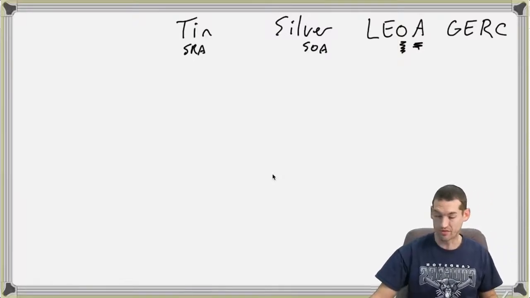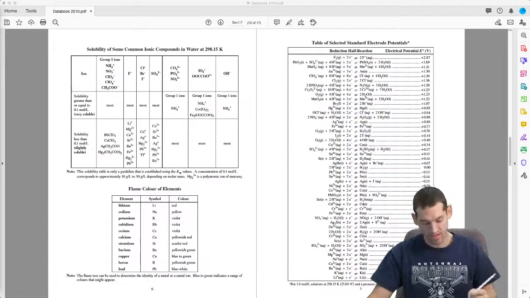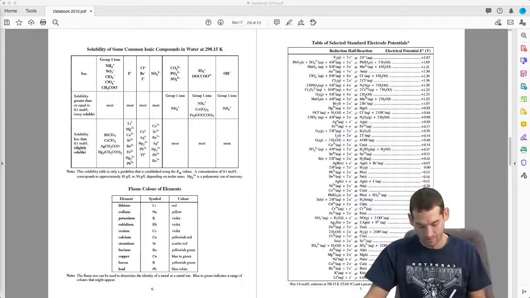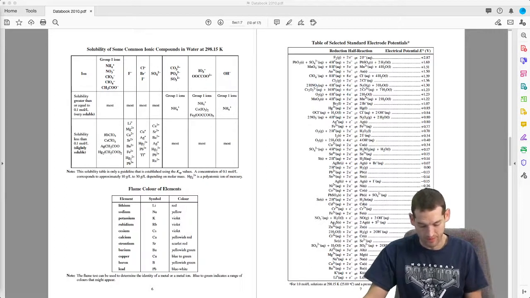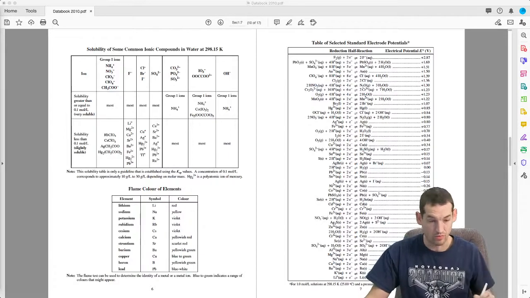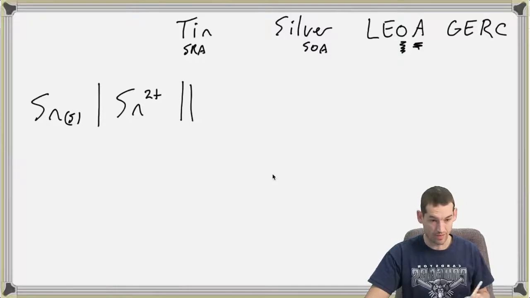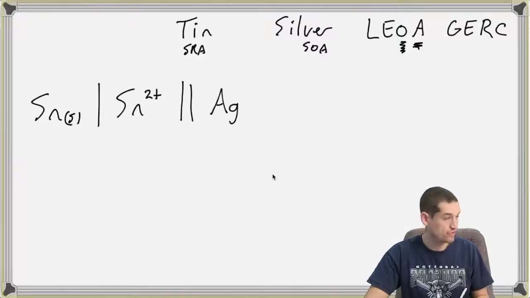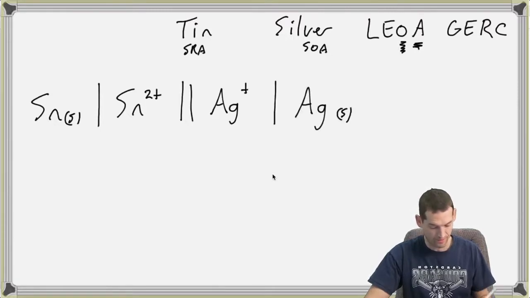The tin from my half reaction, I'm going to write backwards. So it's tin solid. Let me give myself more room this time so I can write it properly. Sn solid would be the electrode. Its electrolyte is Sn2 positive. It's separated from the silver, which is Ag positive, and then Ag solid.